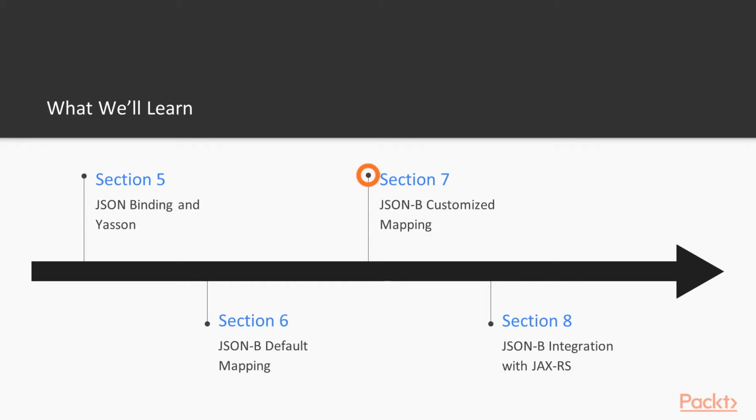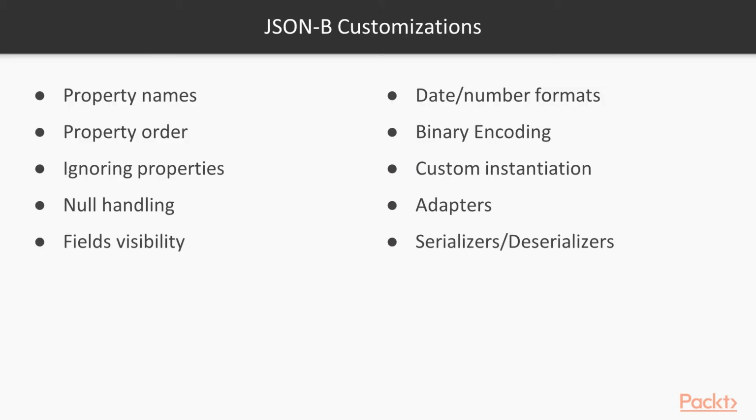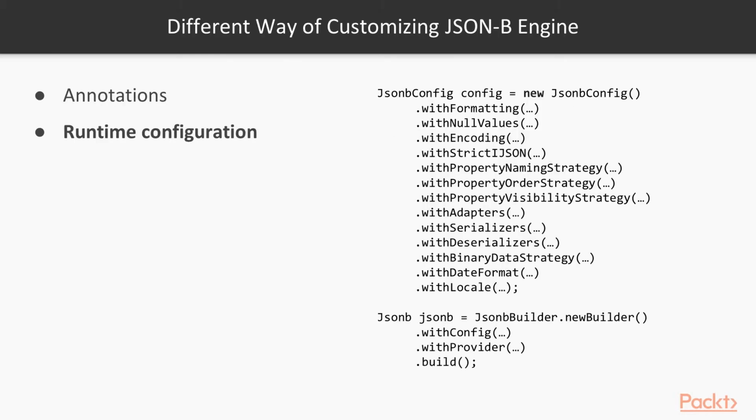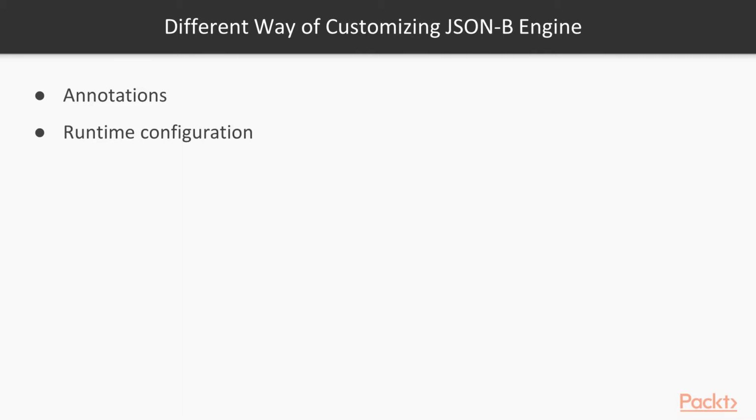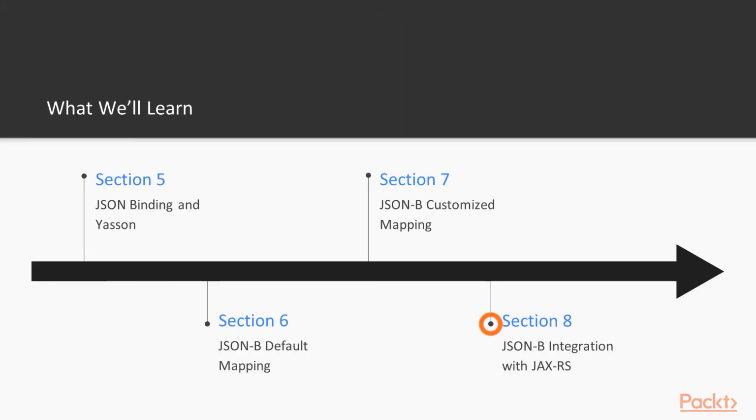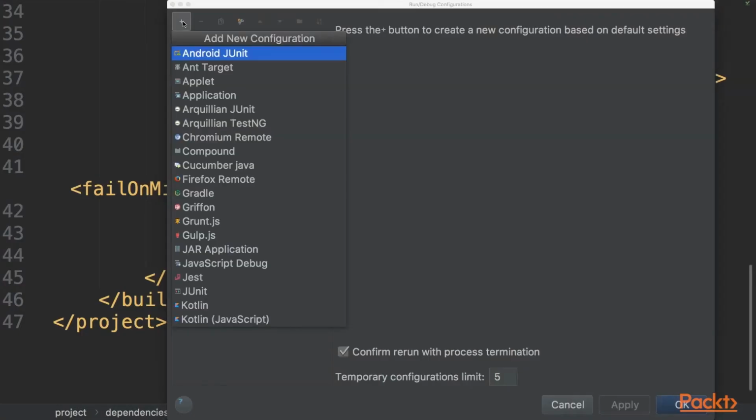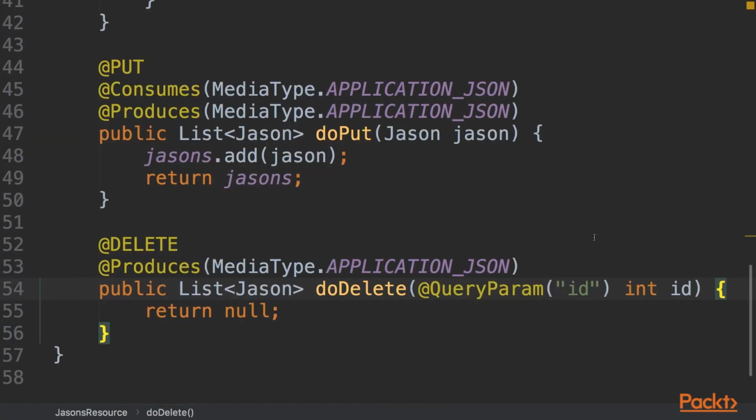After that, I'll teach you how to customize your mappings. We will talk about customization annotations included in JSON-B, runtime customizations, and compare them with functionality of other JSON binding frameworks like Jackson, Genson, and Johnzon. And the last section is dedicated to integration with JAX-RS.